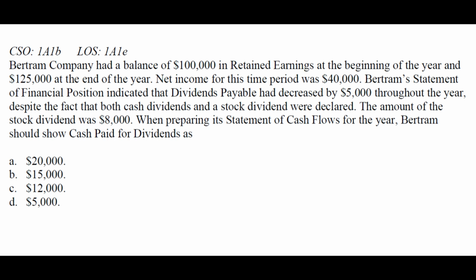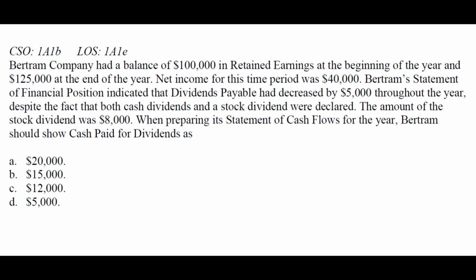C. $12,000. Correct. Cash dividends declared were $7,000, and the $5,000 decrease in dividends payable indicates an additional payment of previously declared dividends, resulting in cash paid of $12,000. D. $5,000. Incorrect. This reflects only the decrease in dividends payable and ignores dividends declared during the year.